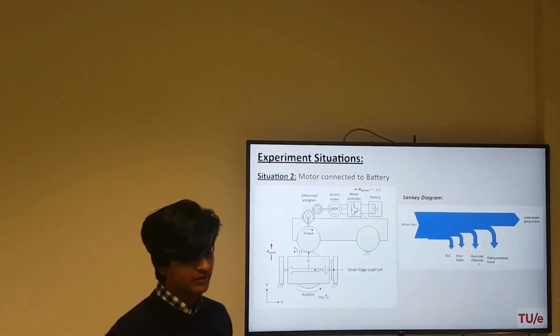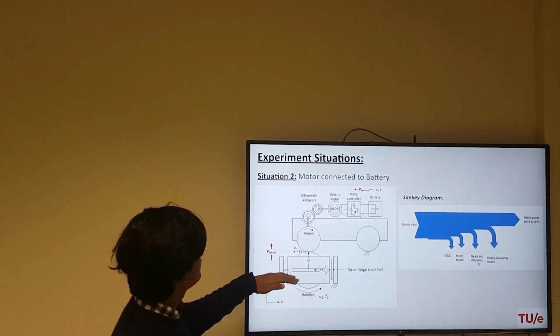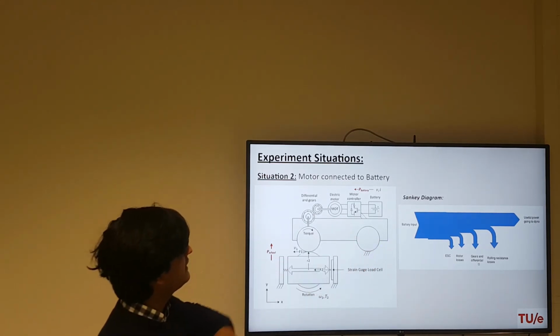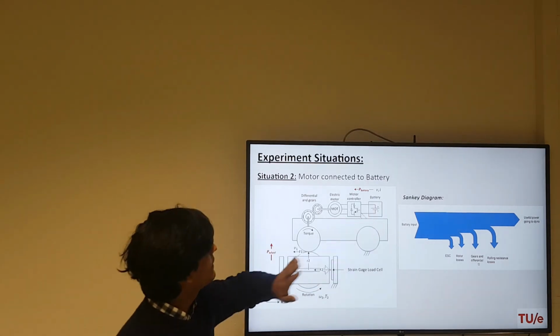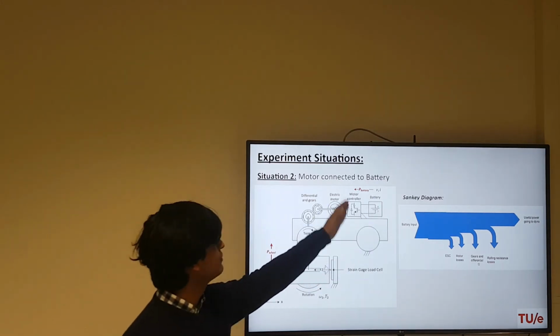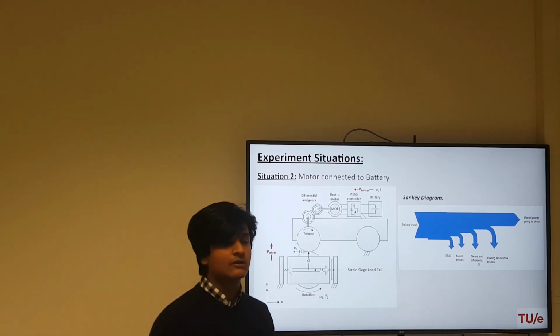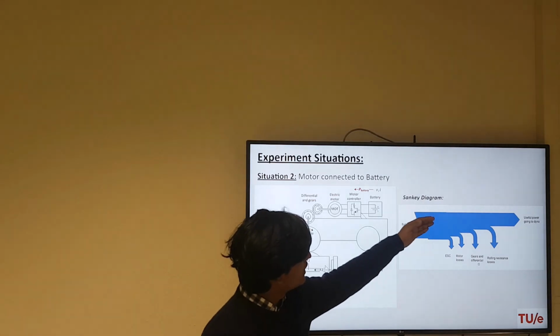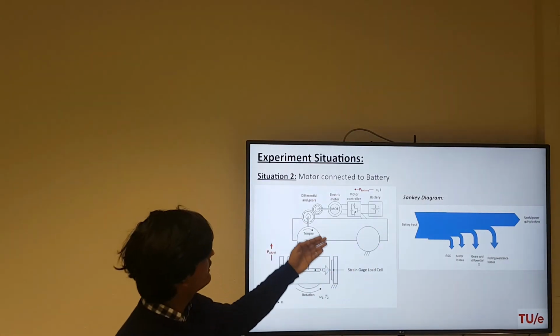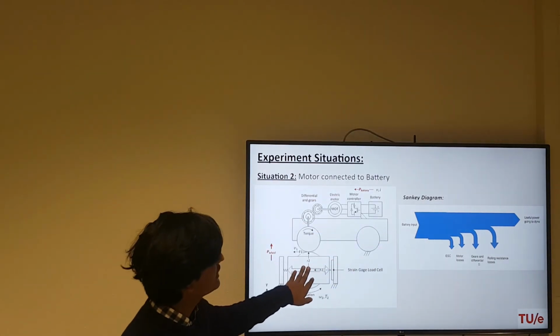In the next situation, the motor is connected to the battery, and from the Sankey diagram it would be really better for me to explain, because the battery input is actually this battery. The power comes from the battery, it goes to the motor controller. Obviously, there are certain losses which are taking place in the motor controller, and then it moves to the differential and gears, then it goes to the wheel, and then further it goes to the dyno.